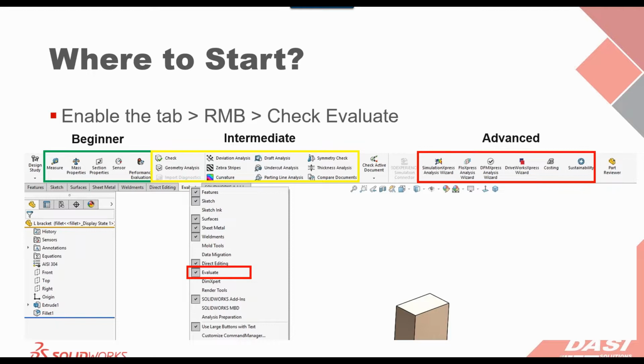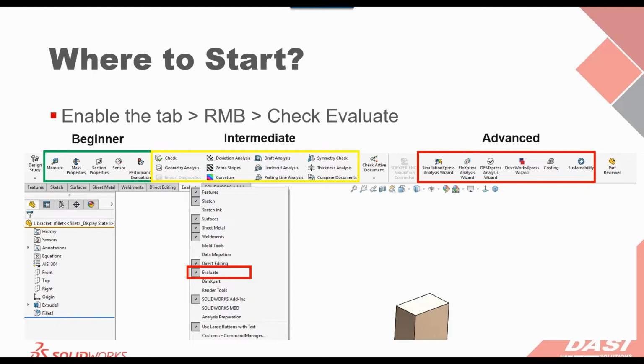So the beginner stuff is things that are pretty common that probably everyone uses. Those are tools like your measure tool, mass properties. Maybe a few of these are a little bit less used, like section properties, the sensor tool. Performance evaluation probably should be used more than it actually is.